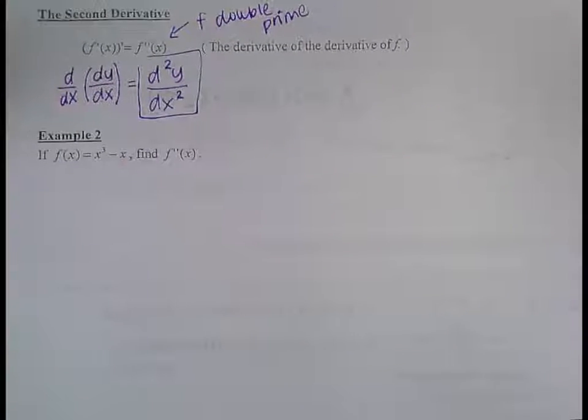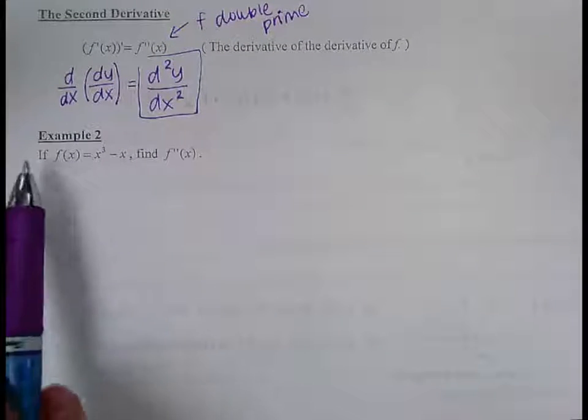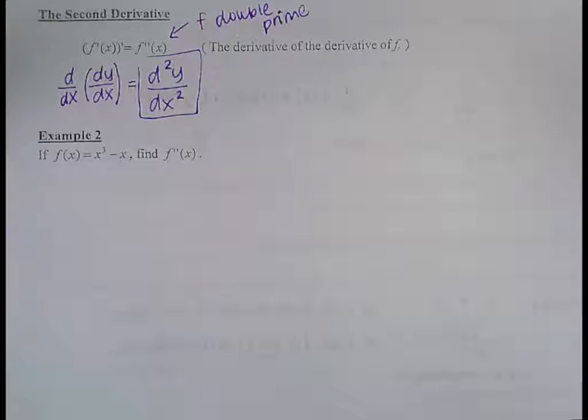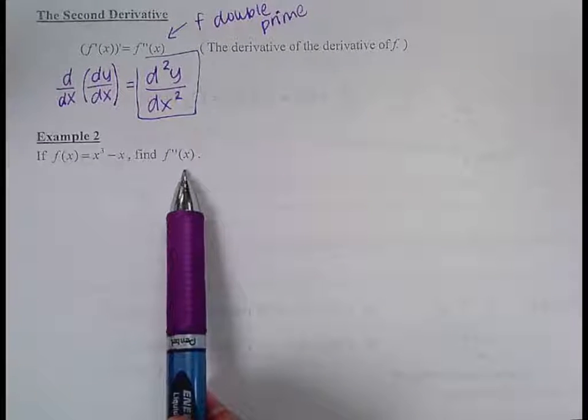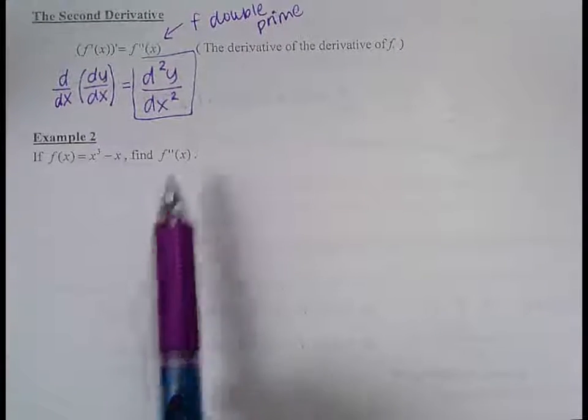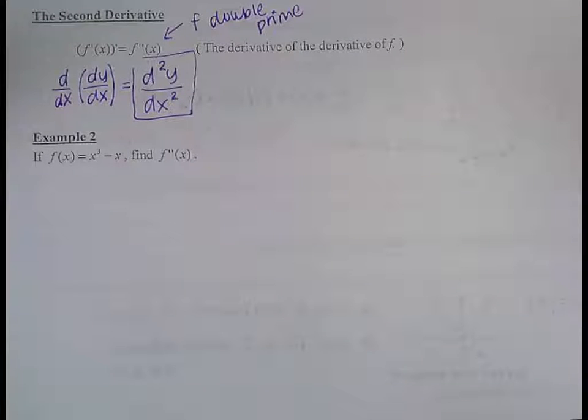So in example 2, here's a function f of x, and it says find f double prime. In order to find the second derivative, what do we have to find first? First derivative. You all know how to do that. So in your groups, I want you to find f prime. Once everyone has it, I'll have it up here so you can check. You can then go ahead and find the derivative of f prime to find your second derivative.